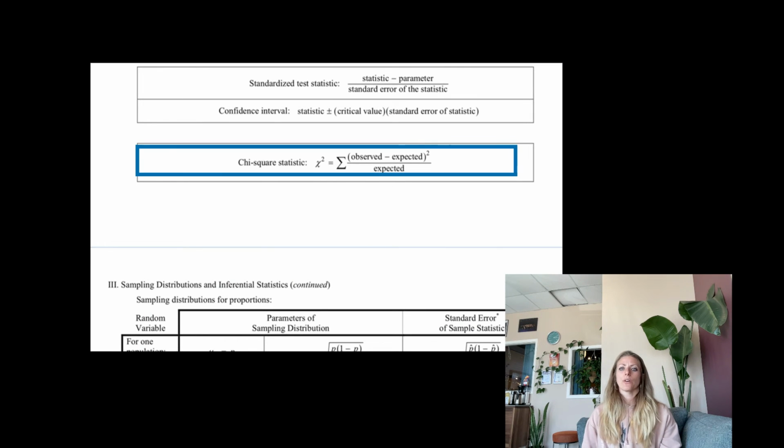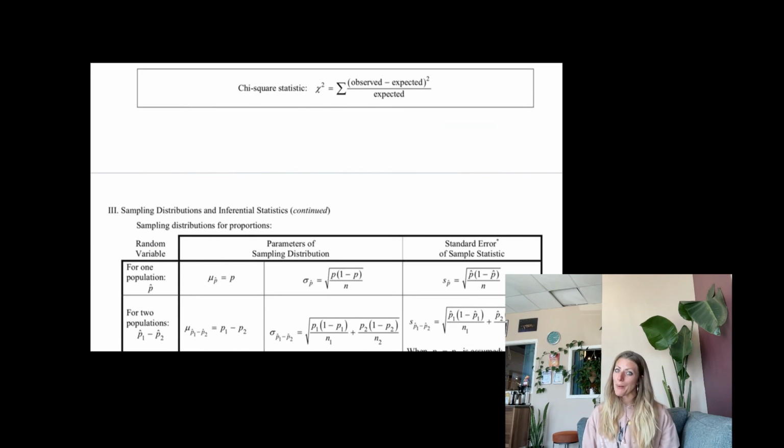And then, of course, chi-squared. You have your sum of the observed minus expected squared divided by the expected. And that gives you your chi-squared test statistic. What is chi-squared about? Remember, we have 3 different types of chi-squared. There's the goodness of fit. Remember, chi-squared is only about categorical data. Goodness of fit, association and independence, or homogeneity.